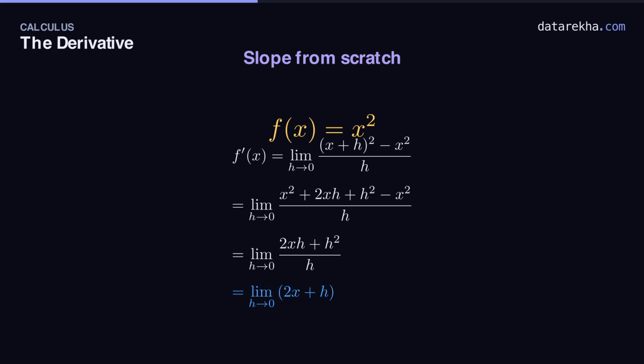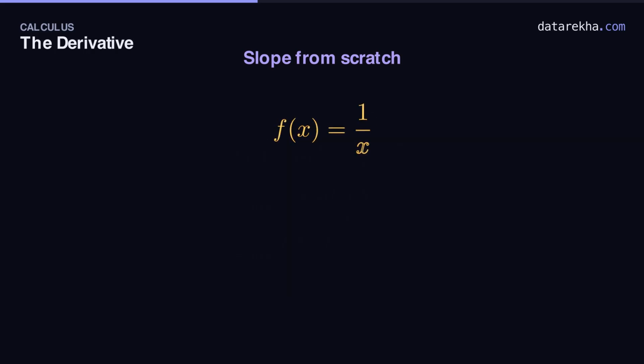Every term has an h, so factor it out and cancel it against the h on the bottom. That cancellation is the whole trick. It clears the 0 over 0. Now it's safe to let h go to 0. The h just vanishes, and we're left with 2x. So the derivative of x squared is 2x, a clean, exact formula for the slope at every point.